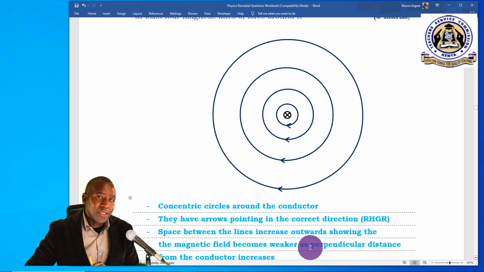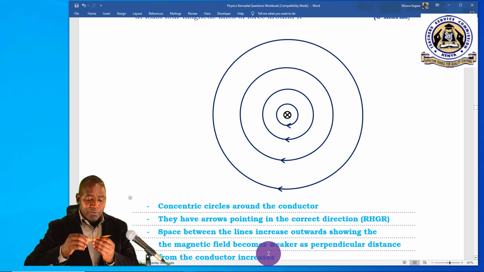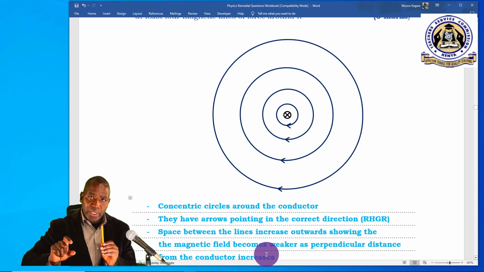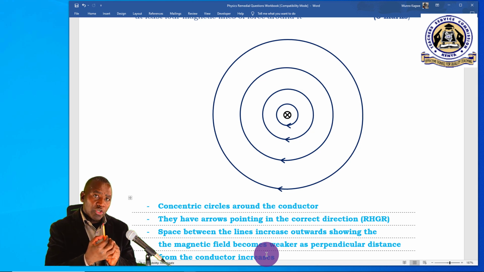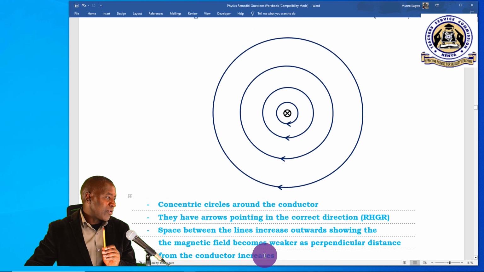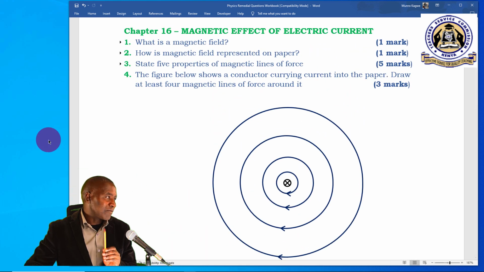the conductor increases. In other words, this is the conductor. As you move away from the conductor, that magnetic field becomes weaker and weaker. In other words, it's very strong close to the conductor. Understand that. Let's see whether there is any other point. I don't think there is another point as far as that particular question is concerned.